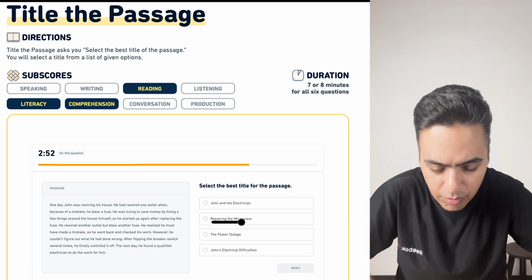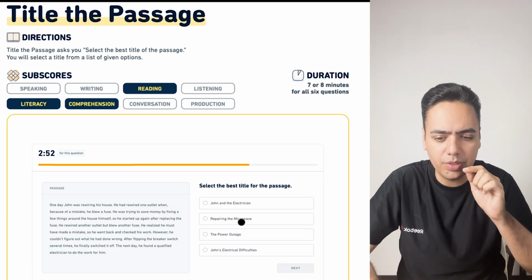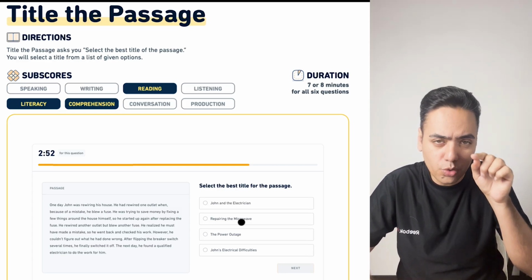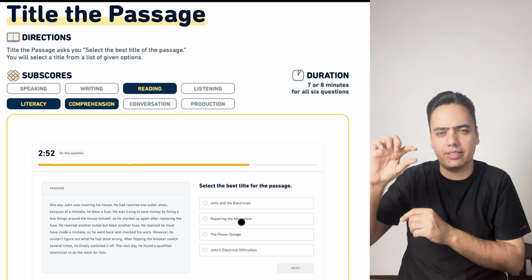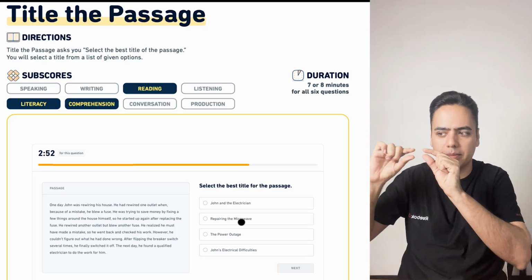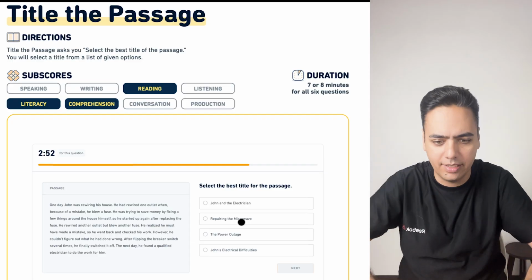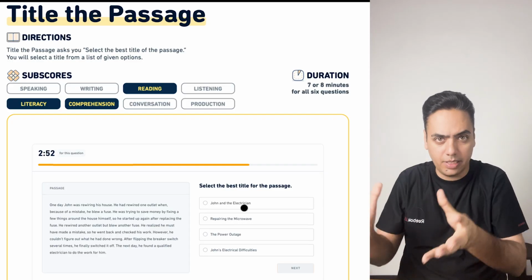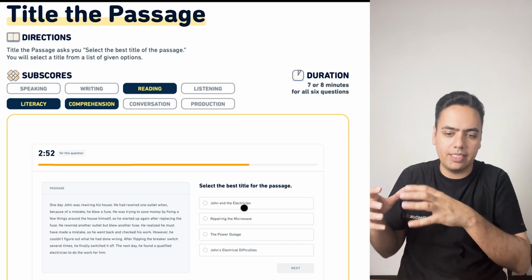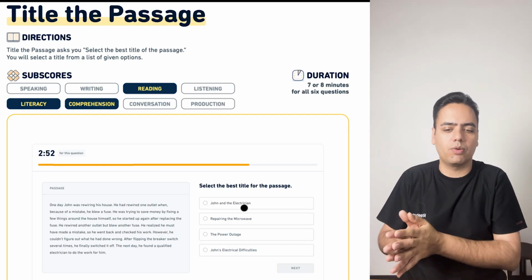Remember, one thing that really helps you is to make sure that your choice represents the whole paragraph, not just one part of it. For example, you see the word John. Oh, okay, the paragraph is about John. No. Again, the title must represent the whole passage.